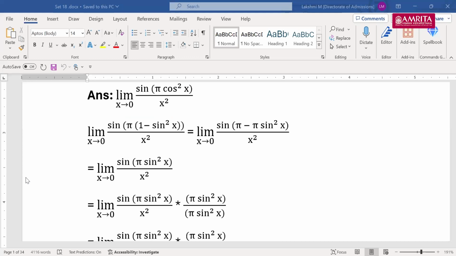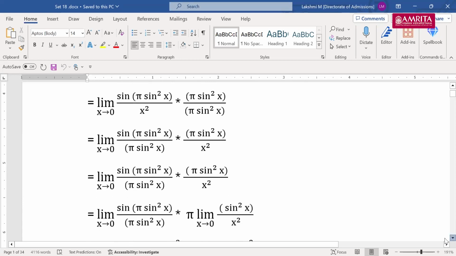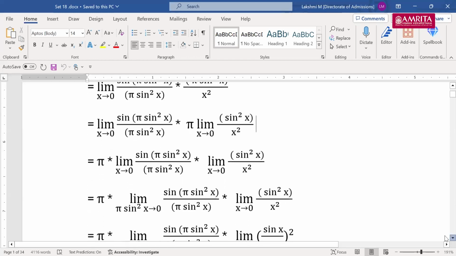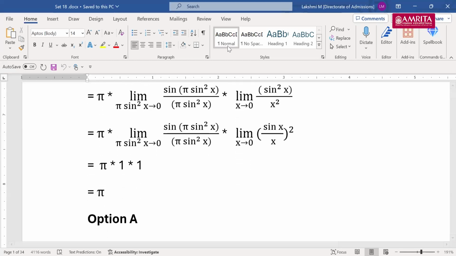So you have 2 formulas with the limits. You could just apply them and solve it. Very simple question, very easy methodology. So this is what I have. I have multiplied it and rearranged it. I have a pi here. The rest all becomes 1. So this will be limit pi sine square x tends to 0, sine of pi sine square x by pi sine square x, and this will be limit x tends to 0, sine square x by x square, or sine x by x the whole square. So this is also 1, this is also 1, and we have a pi. So option A is the correct answer here. I think I have expanded it a lot when solving for you to get it clear.